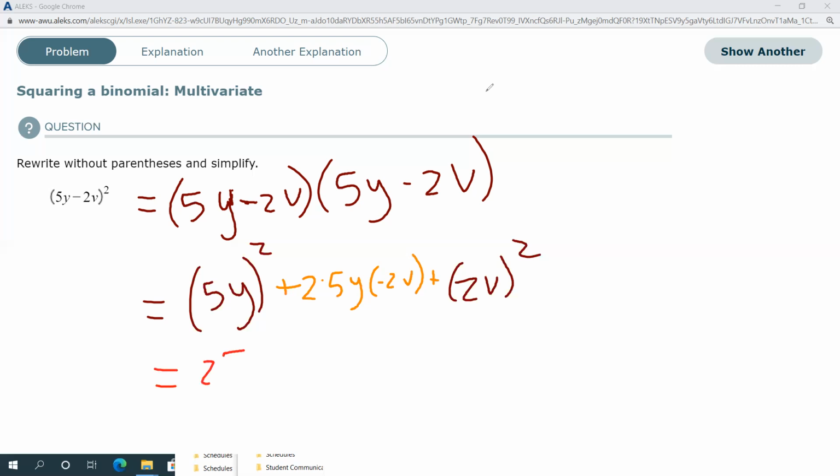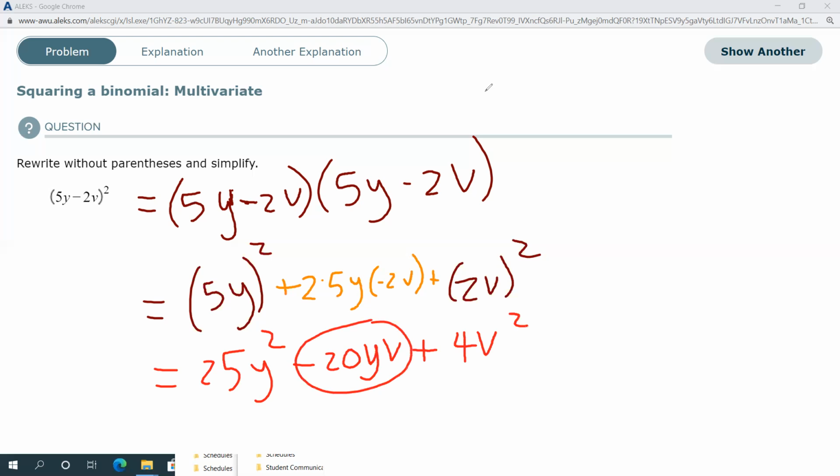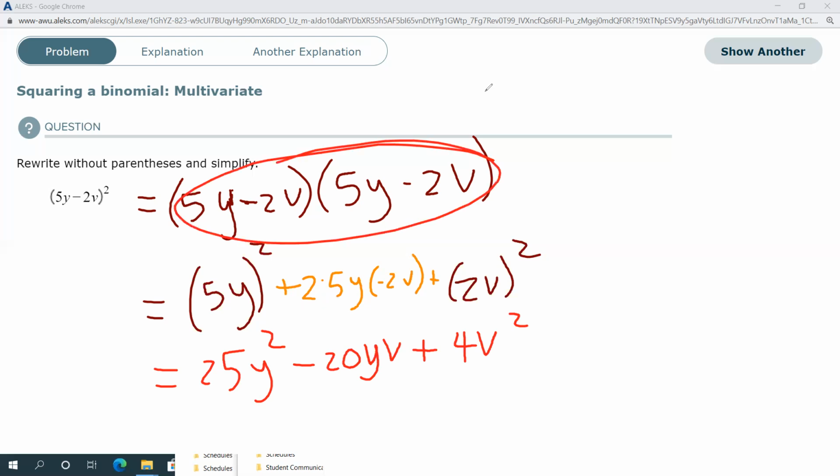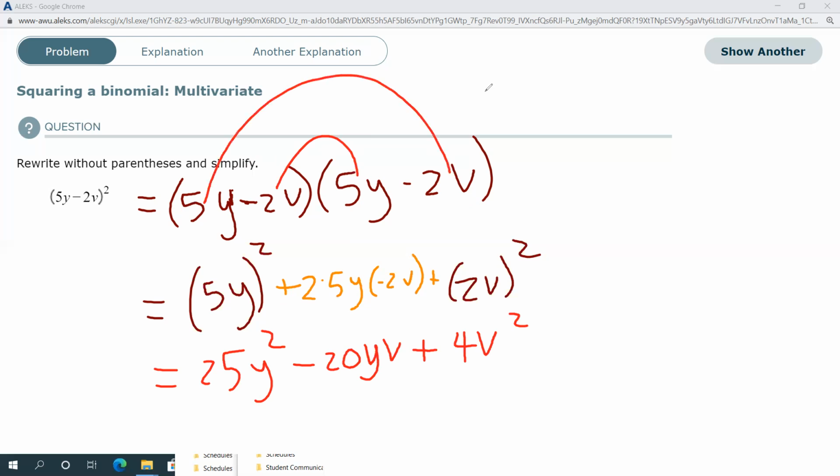So we get 25y squared minus 20yv plus 4v squared. And so this middle thing is what they leave out. And most people say, whoa, where'd the 2 come from? Well, when you multiply this out the long way, you're going to get negative 2v times 5y, and you're going to get it again. You're going to have 2 of them. So that's where the 2 comes from.